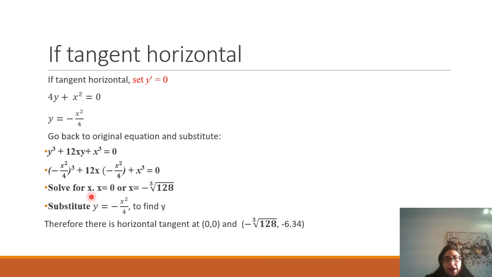Then I will solve for x. I will say that this equation equals 0. I will find that x equals 0 or cubic root of negative 128. Then I will resubstitute in this equation. Since I got the x, I can easily get my y. So one y will be 0, and the other one will be minus 6.34. And these are the 2 points where the tangent is horizontal.